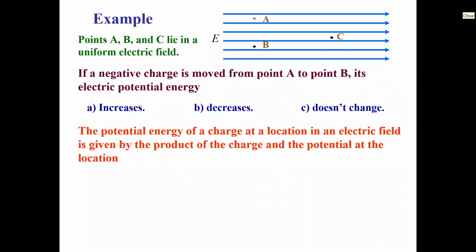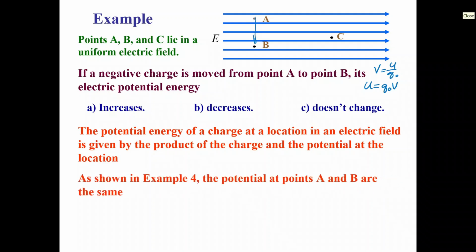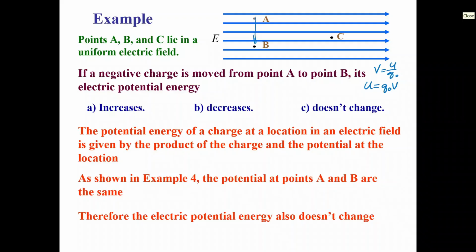So, our potential energy is the product of the charge and the potential at that location. So, we know that U is equal to Q0 times V, because we define V as U over Q0. So if we go from A to B, well, our potential is not changing, so therefore our potential energy is not changing. So there is no potential energy change. So as long as we are moving perpendicular to the field, we have no change in electric potential, we have no change in potential energy, so it doesn't change.